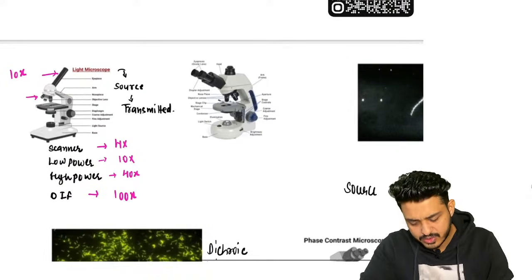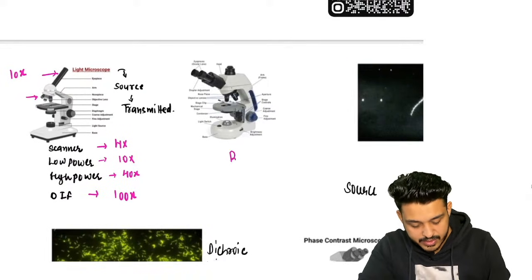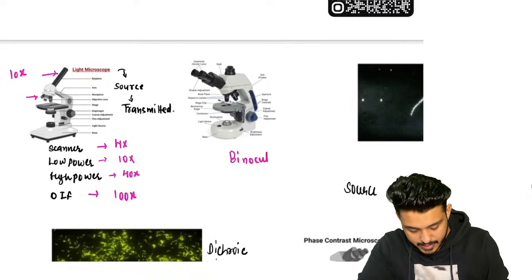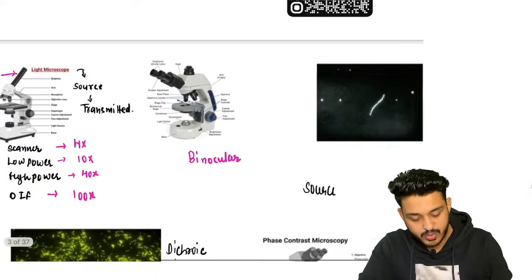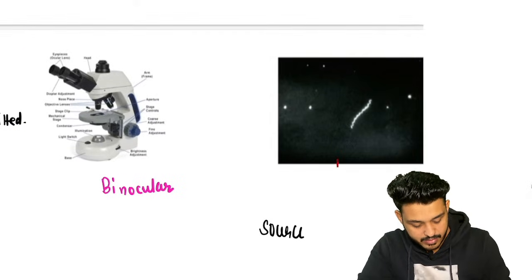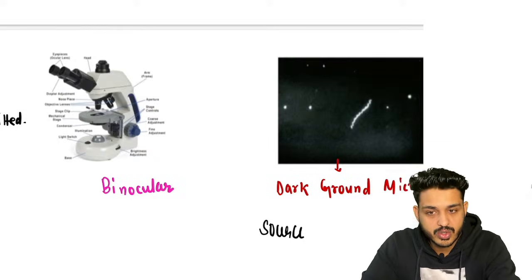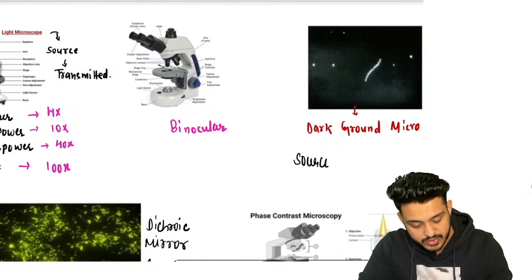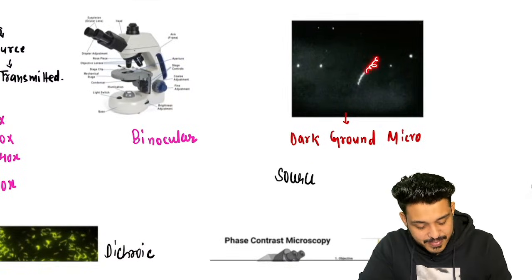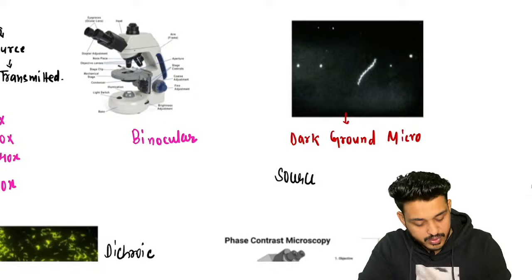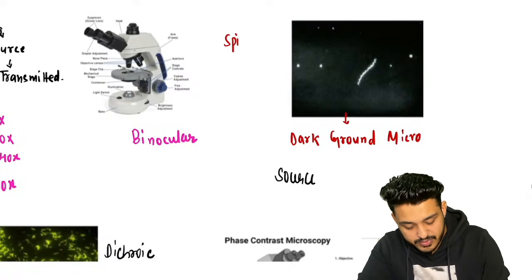Now next microscope we are having, this is your binocular microscope. And this one is your, what kind of microscopy we are having? This is known as dark ground. Can you appreciate the background is dark? So this is known as dark ground microscopy. It is used for what organism? Can you appreciate? This is a spiral like organism. So this is used for what? Spirochetes. This is used for very thin organisms or spirochetes.